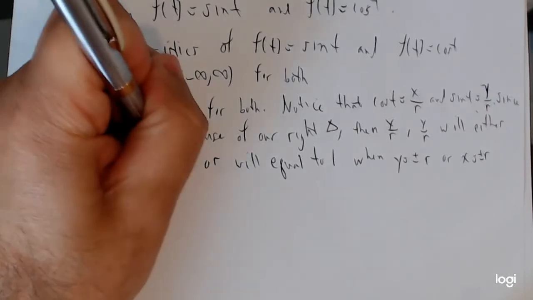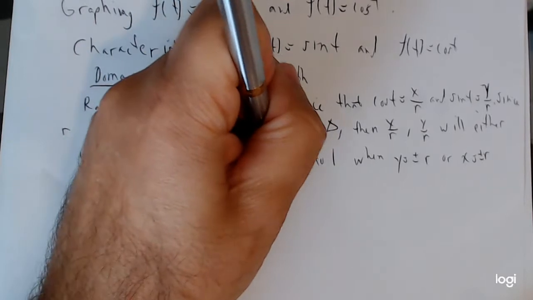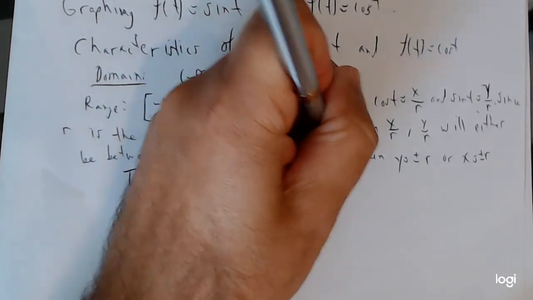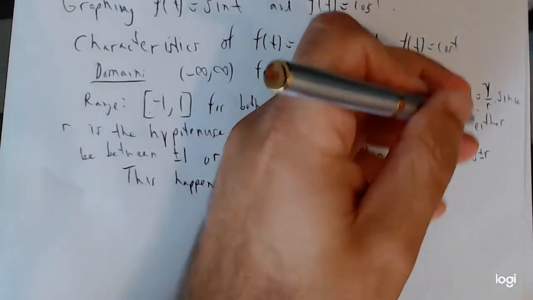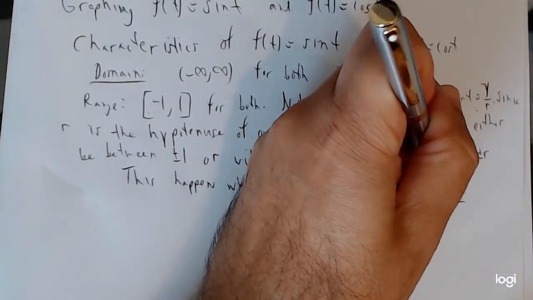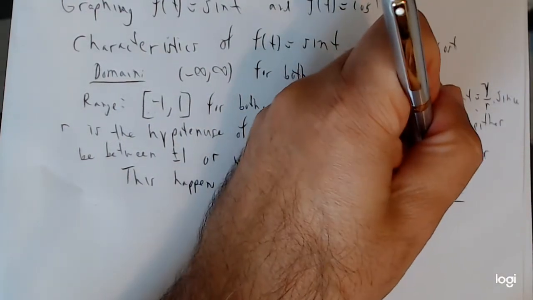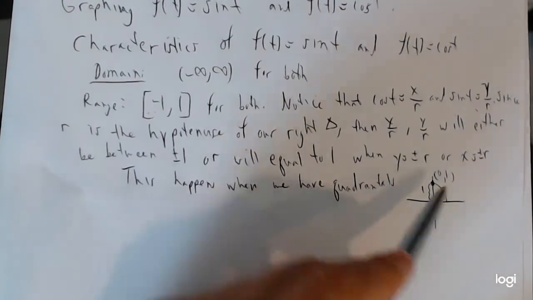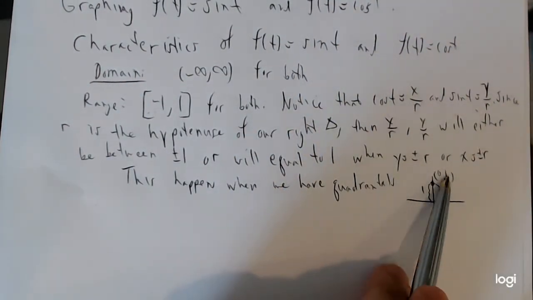This happens when we have quadrantals. So look, for instance, if I draw, I don't know, 90 degrees or pi over 2, what are the coordinates of this point? 0, 1. So notice how this is 1. So r is 1 and y is 1. And that's when you'll get 1 over 1.